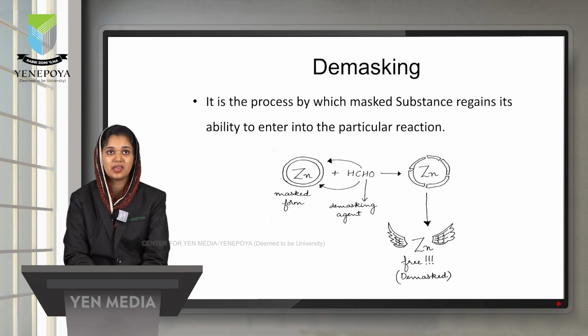Next one is demasking agent. Demasking is the process by which a masked substance regains its ability to enter into a particular reaction. That means if you have already masked a particular ion and you want that metal ion to enter again into the reaction, you can use a demasking agent. For example, formaldehyde and zinc. Zinc is already masked, and if you add formaldehyde, formaldehyde will free the zinc from that complex, thereby zinc will be free. Now if you titrate again with EDTA, zinc will enter the reaction.